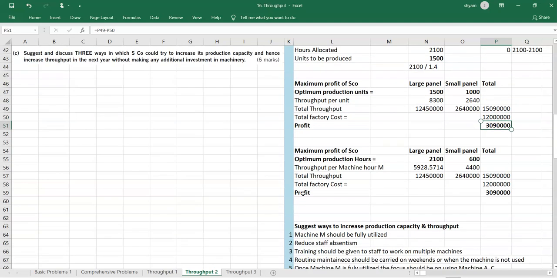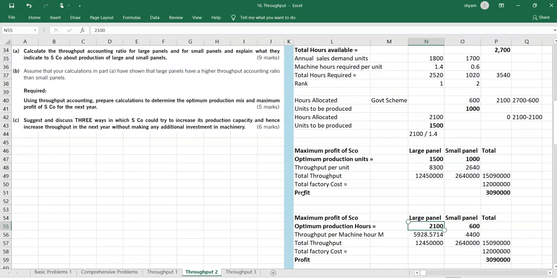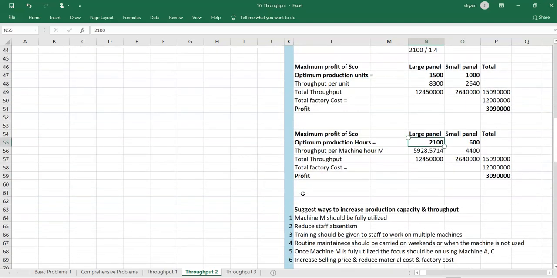You can also work out alternatively using hours. So hours is 2100 hours of large panel and 600 hours of small panel you can produce. Throughput per machine hour is required. Multiply that number, both these numbers, you will get the total throughput. Finally you got the throughput of large and small panel. Deduct the factory cost and you end up with profit.